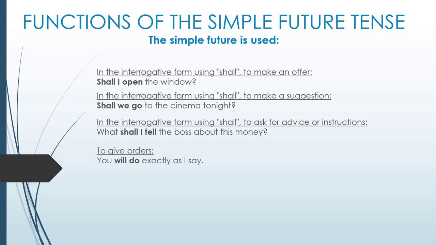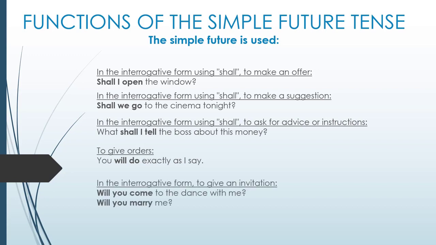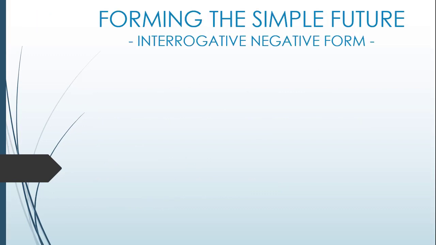To give orders. You will do exactly as I say. Using the interrogative form to give an invitation. Will you come to dance with me? Will you marry me? Let's now see how to form the interrogative negative form.